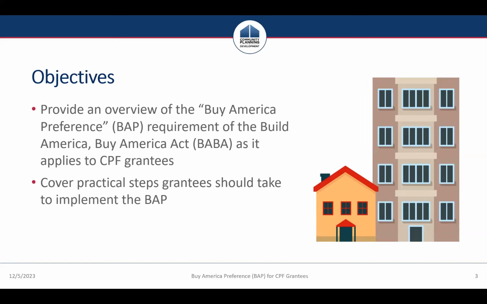Before we begin, I do want to make sure to note the BAP does not apply to FY22 or FY23 CPF grants. If the FY24 appropriations bill is enacted by Congress prior to February 22nd, 2024, the BAP will also not apply to FY24 CPF grantees. So if you all are on just as an FY22 or just as an FY23 grantee, it is important to note the BAP does not apply to those grants alone.